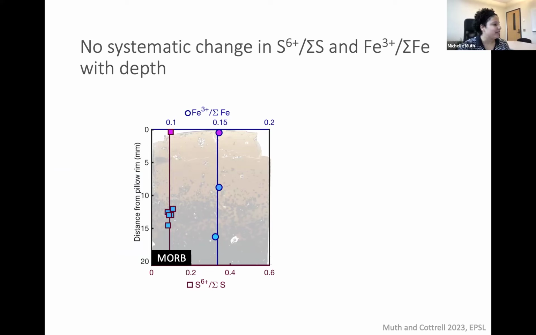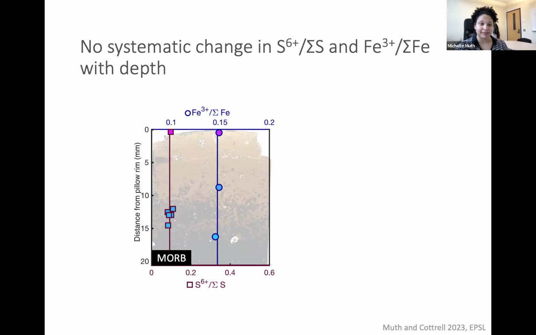What this is showing is the results of that processing. The vertical axis here is showing distance from the pillow rim of each analysis area. And just to roughly guide your eye, I'm showing a photomicrograph of the Mid-Ocean Ridge basalt thin section in the background. On the horizontal axes are the iron and sulfur valence state taken from our spectra in each of these analysis areas. The iron XANES data is in the blue circles, and the sulfur XANES data is in the red squares. And the blue and red lines show the average of all of these analyses.